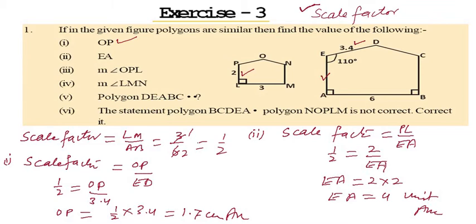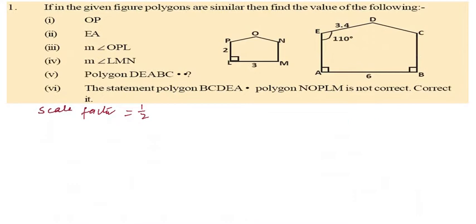And that is your answer. Let us do the third part of this question. Now come to the third part of this question. Third part is given here. So it is the magnitude of angle OPL and it is equal to magnitude of angle. You can see here OPL, this angle. And that angle is equal to angle DEA. So it is DEA and that is given as 110 degree, and that is your answer. That is the third part of this question.